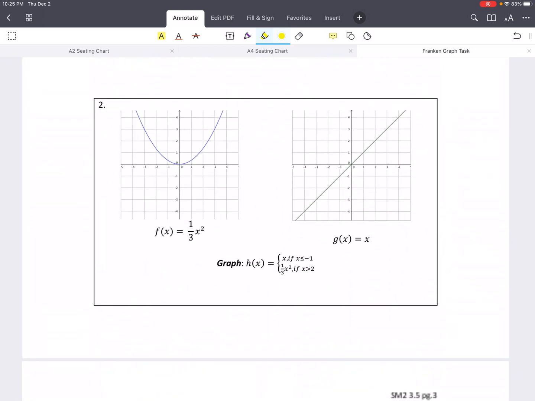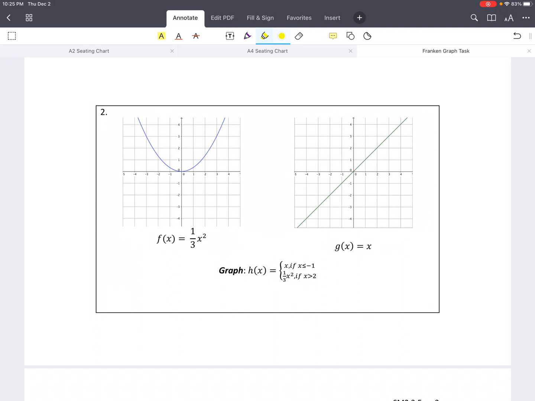Okay, number 2. F of x equals 1/3 x squared, and g of x is x. Now, equation h of x says x if x is less than or equal to negative 1. Ooh, we're dealing with x, which is over here. So we're actually dealing with the right graph first. Ooh, sneaky. And it's if x is less than or equal to negative 1. So here's negative 1. Less than that would be everything to the left of it. So we just want that piece there.